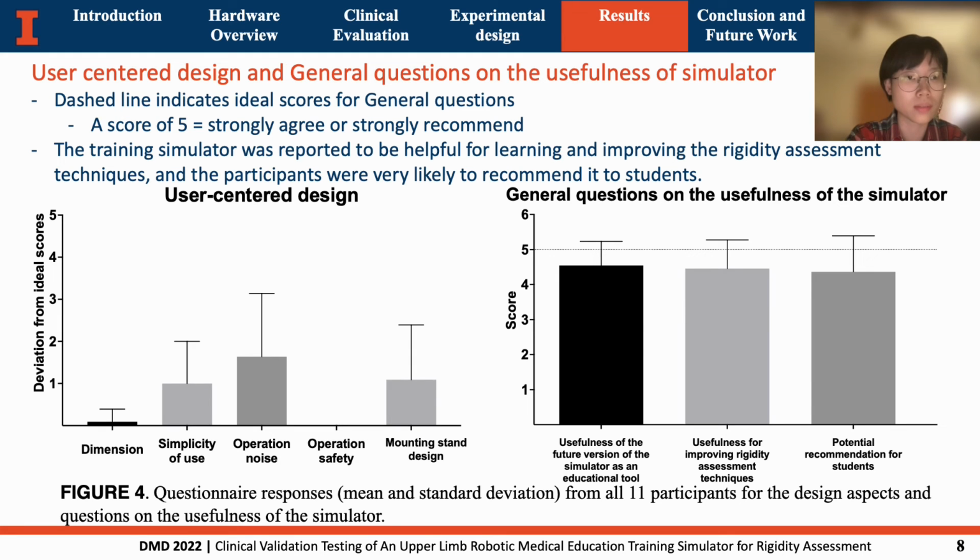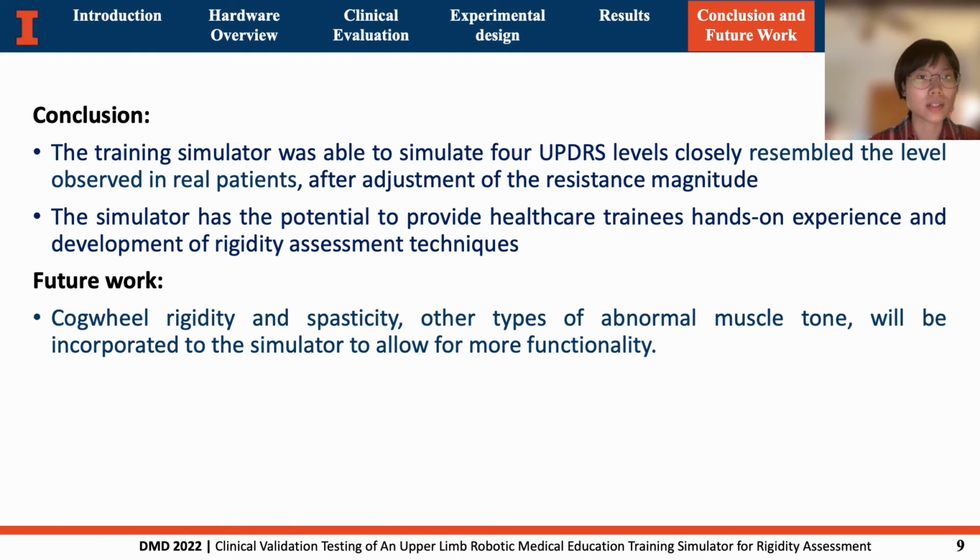This study suggested that the rigidity simulator was able to simulate 4 UPDRS levels closely after adjustment of the resistance magnitude. This device has the potential as a medical education tool and assists in the development of rigidity assessment techniques. Cogwheel rigidity and spasticity will be incorporated into the simulator as future work to help expand the functionality of the simulator for medical training purposes.